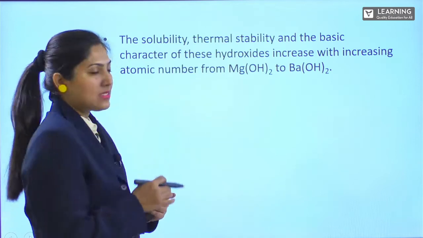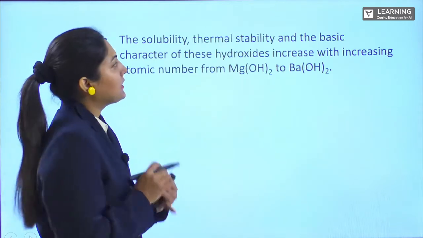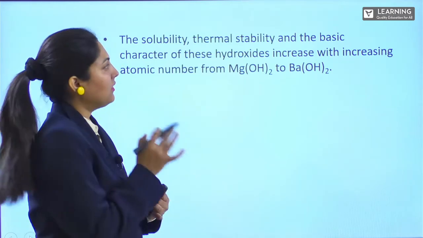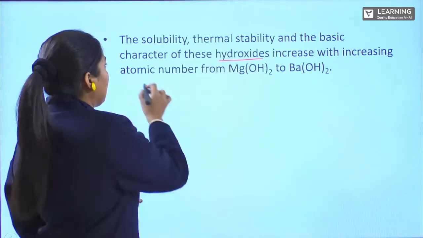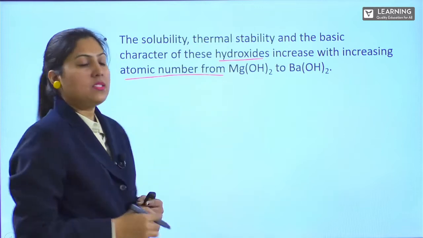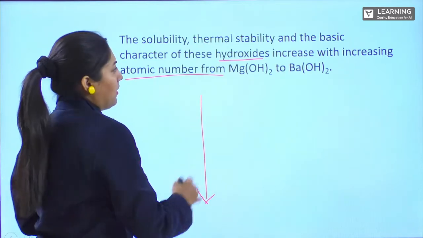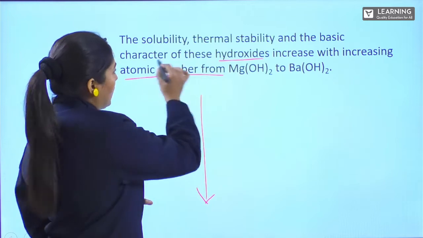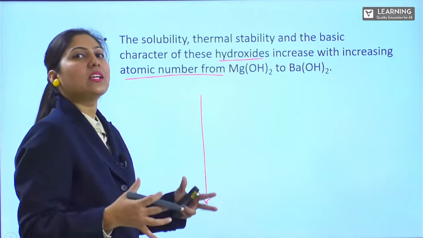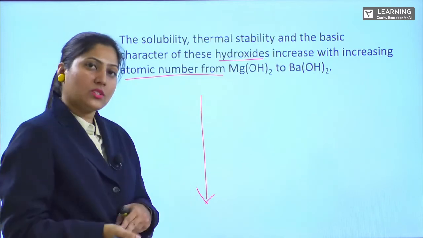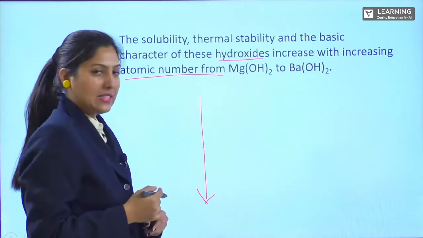What happens to the solubility? The thermal stability and the basic character of these hydroxides increase with increase in atomic number. That means down the group, the solubility increases. Why? Because as they go down, the ionic nature increases. As ionic nature increases, they dissolve easily.